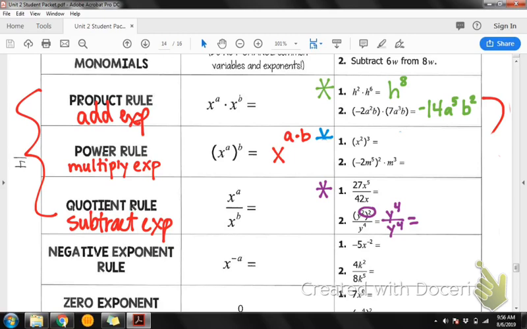If you have 8 divided by 8, what is 8 divided by 8? 1. What is 10 divided by 10? What is 29 divided by 29? Anything is 1 if you divide it by itself. So what is y to the fourth divided by y to the fourth? 1. What is 4 minus 4? What do we say 4 minus 4 was?